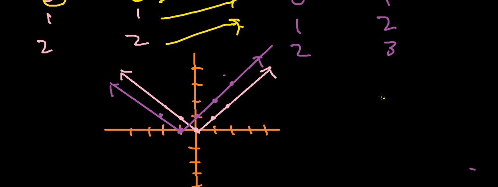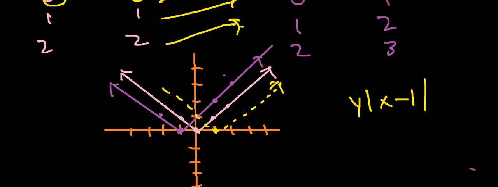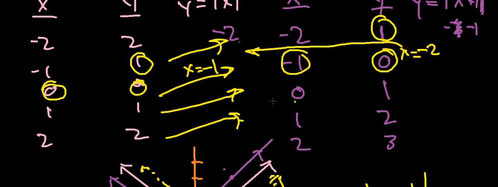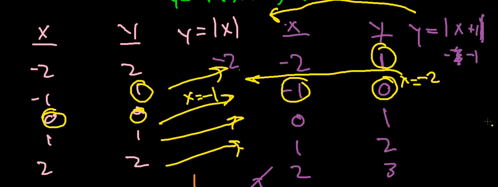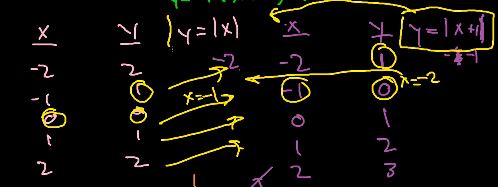If it was y is equal to the absolute value of x minus 1, then this function would be like it was a step behind the original one. So it would be over here, like this. And this function's y values would be a step behind the original one. But in this case, since we're adding 1, this function's y values are one step ahead of the original function.